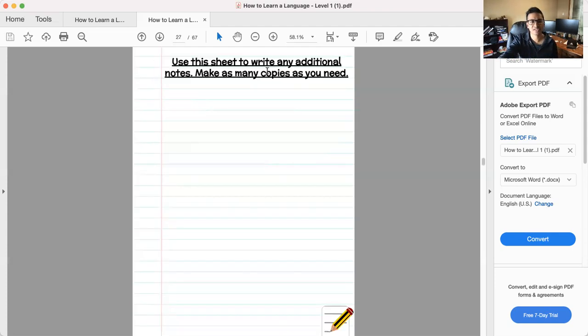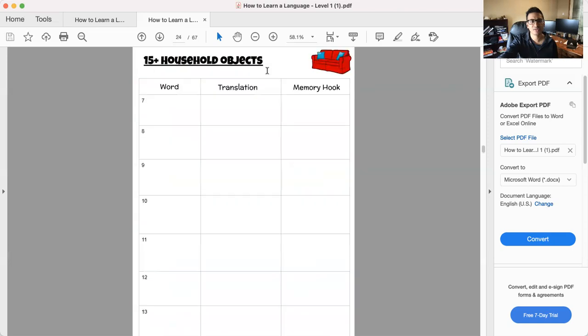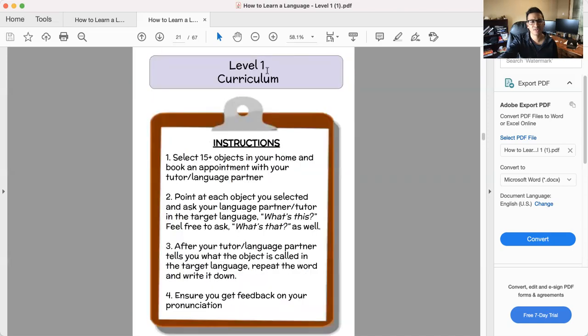So anything else I want to say on this chapter before we move on? Let me see here. I suppose a couple small things. One thing you could do if you're more of an explorative person and less of a black and white person is that you do not pre-select your objects. For example, here it says, select 15+ objects in your house, right? You may not pre-select those objects. Like when I do this, I don't pre-select them.